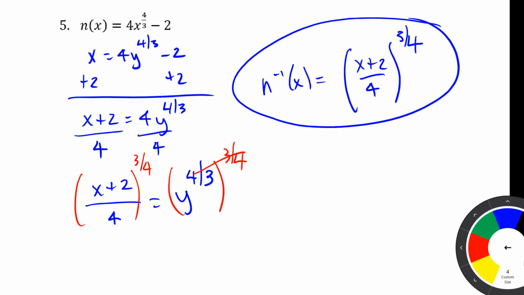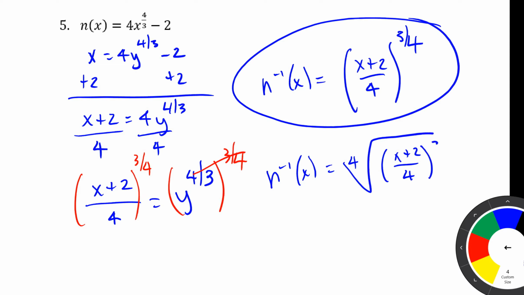Now, if you had done it with radicals, you're going to get the same answer. It's just going to look a little different. So since this is exponent over root, this would be the 4th root of x plus 2 over 4 to the 3rd power. Those are equivalent answers, so whichever one you got is fine.